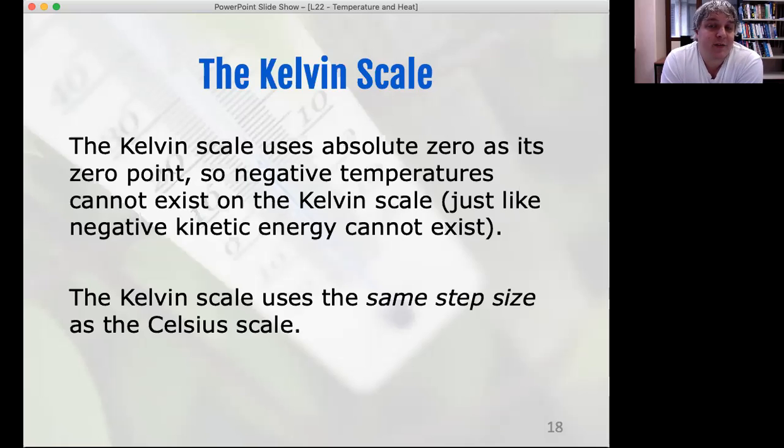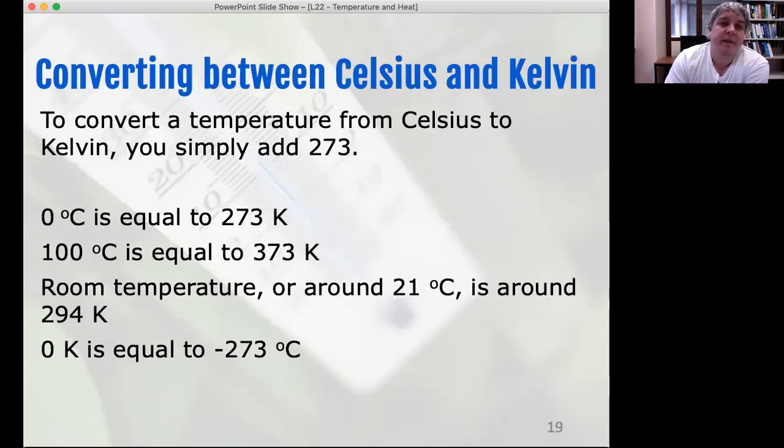But the Kelvin scale still uses the same step size as the Celsius scale. So he said, right, well, that 100 degrees between 0 degrees Celsius water freezing and 100 degrees Celsius water boiling, those 100 degree step sizes, that's fine. We'll stick with that step size. We'll just shift our 0 point so that we're starting at absolute zero instead. And the reason that's good is because it makes it very easy to convert between Celsius and Kelvin.